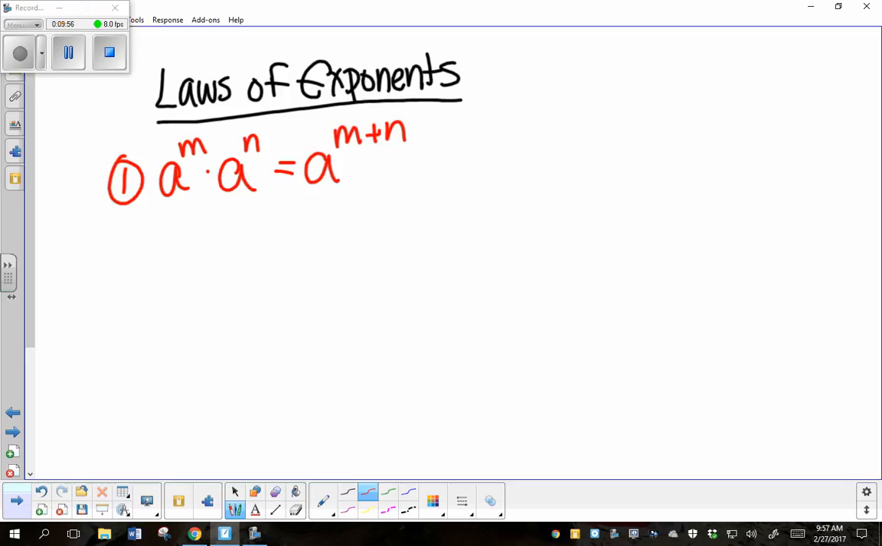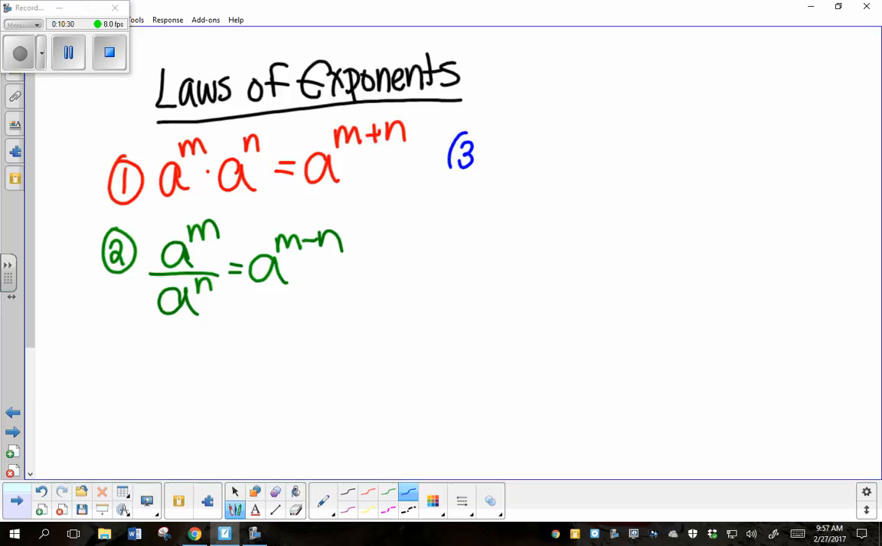All right, second one that we need to review. What if we are dividing with the same base? Remember, a fraction is division. We subtract the exponents. So this is a to the top minus bottom, m minus n. This is just review. I know you guys know this, but we're going to work with harder problems with fractions.